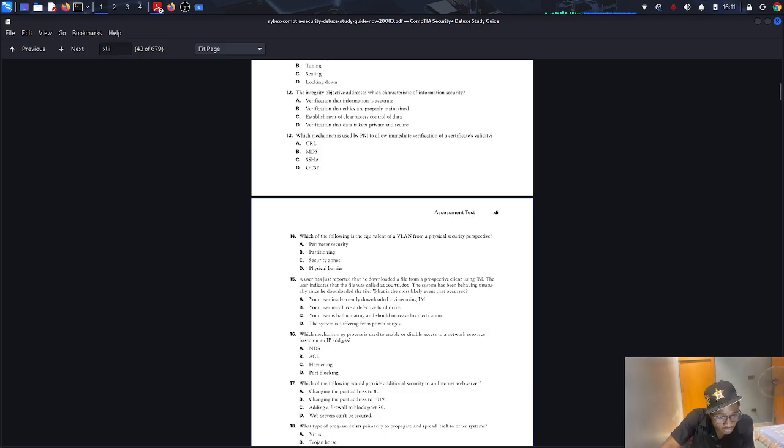Which mechanism or process is used to enable or disable access to a network resource based on an IP address? Port blocking, hardening, ACL, NDS. I'll go with B.